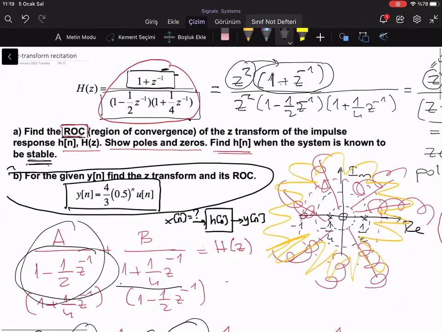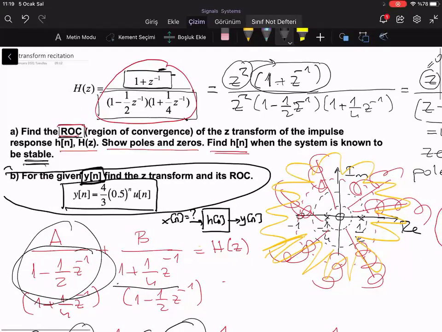It should be like: for the given y of n, find the z transform x of z and its ROC, and find x of n if it is, let's say, a causal signal. The question should be like that. In its current form, it doesn't give me any clue whether it's going to be right-sided or left-sided. It should be told like that.